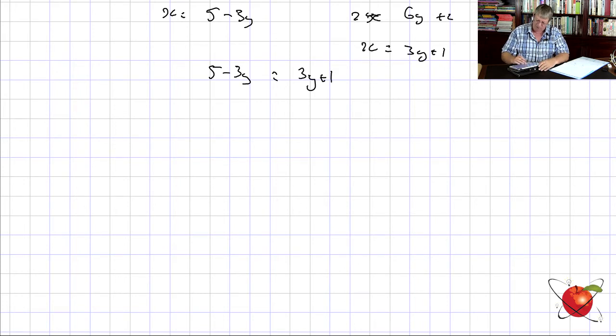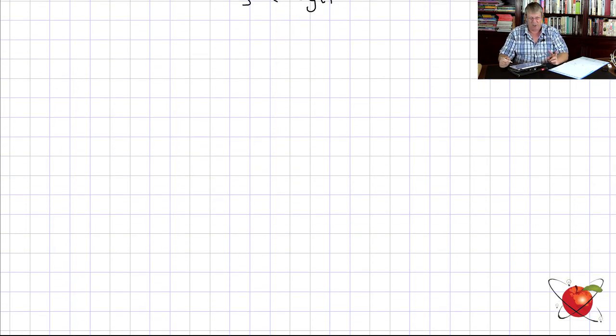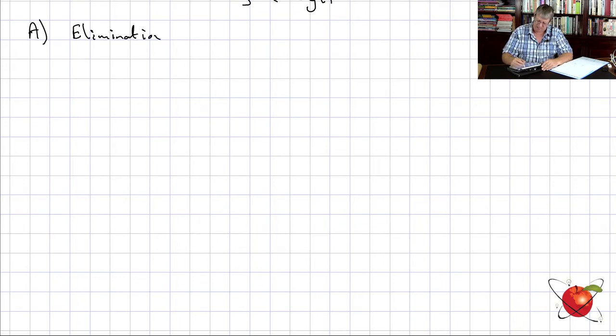But what are we looking for? We're looking for an x and a y value that make both equations true. So in this case, first of all, we've got two methods. Method A is called elimination, and Method B is called substitution. They will ask you to solve the equation by this method or using this process.